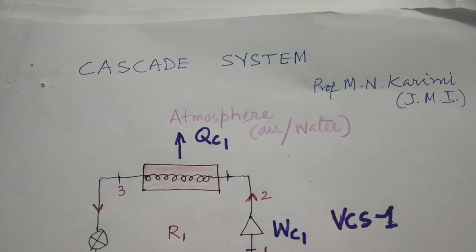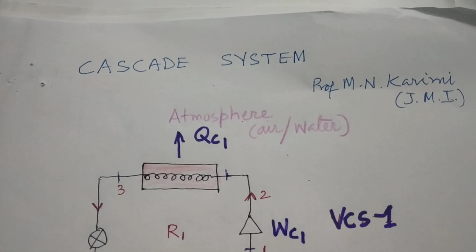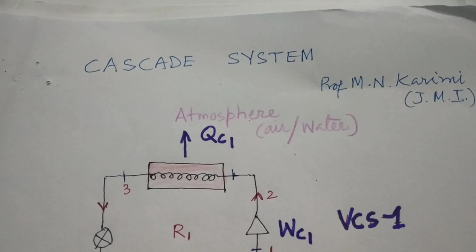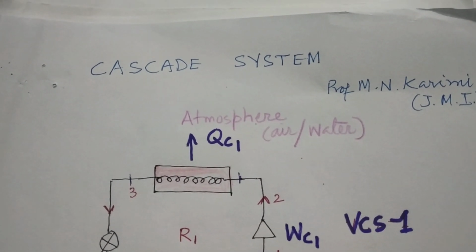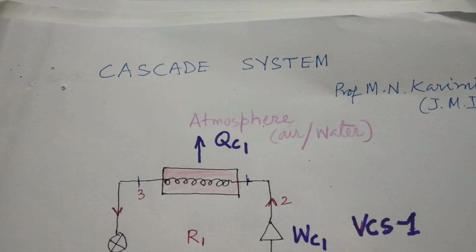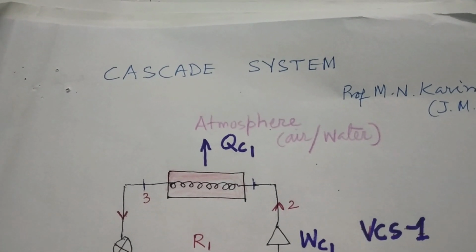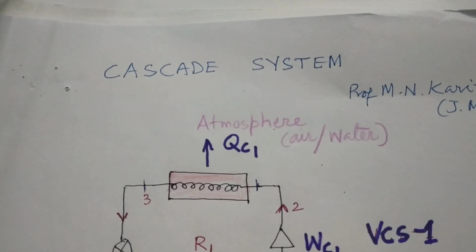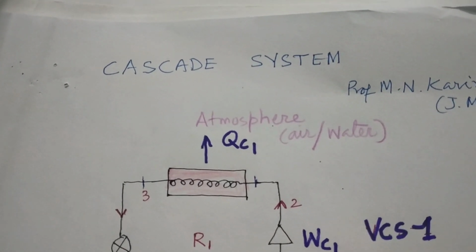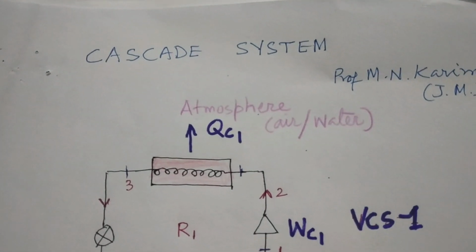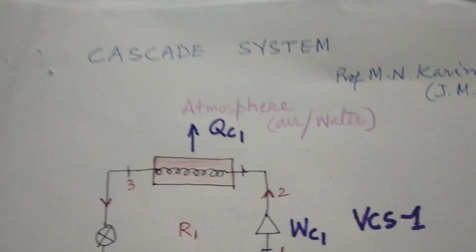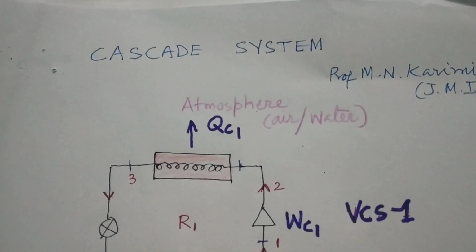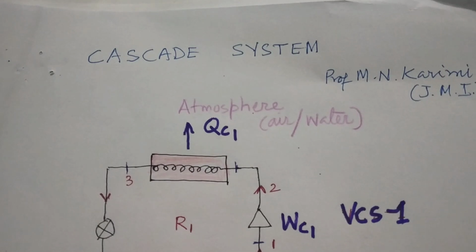Cascade, as such, is a word which has a meaning of one and the second one in series, so that the effect of the first is given to the second. So that is the cascading effect. This is a cascade system, which is trying to transfer the cooling effect with the help of coupling two systems.